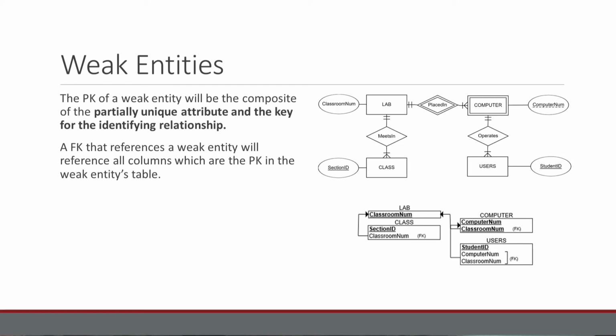You can see how this is represented in the relational schema here. The users table links back to the computer weak entity and uses both the classroom number, which is a foreign key in computer, as well as computer number, which is a partially unique attribute in computer. Other than that, weak entities effectively work exactly the same way as all other entities.